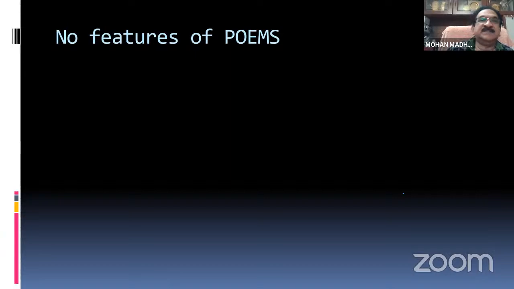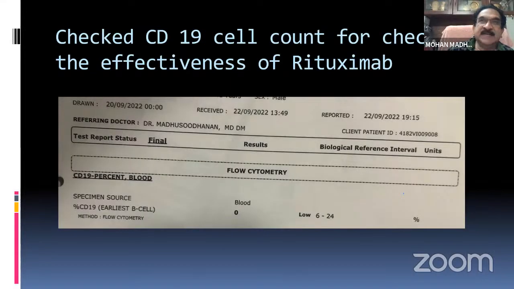Now, what is this condition? In fact, I also did not know what it was. I did a repeat CD19 to find out whether his symptoms are recurrent because of inadequate immunosuppression, whether the rituximab was effective or not. However, it was effective, because the CD19 count is only 0. So that means the rituximab has worked, but he is still becoming symptomatic. What else can we do with this patient? That is the problem.